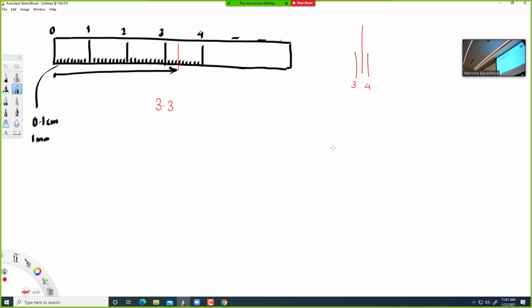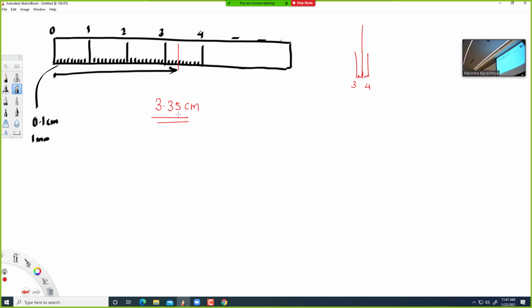So there is uncertainty there. You don't know for sure what value this is indicating. So you need to make some kind of guess here. So imagine that there are 10 divisions in between 3 and 4, and see which of these divisions this line aligns with. So let's say it aligns with 5. So you write the measurement like this.